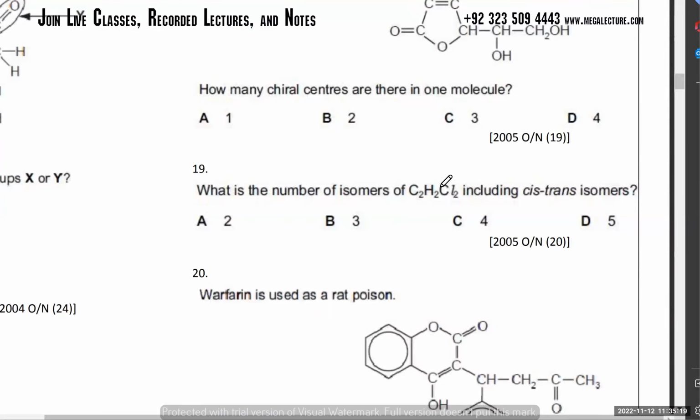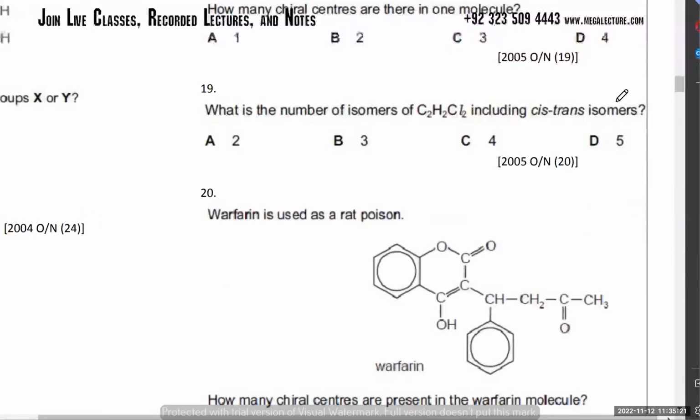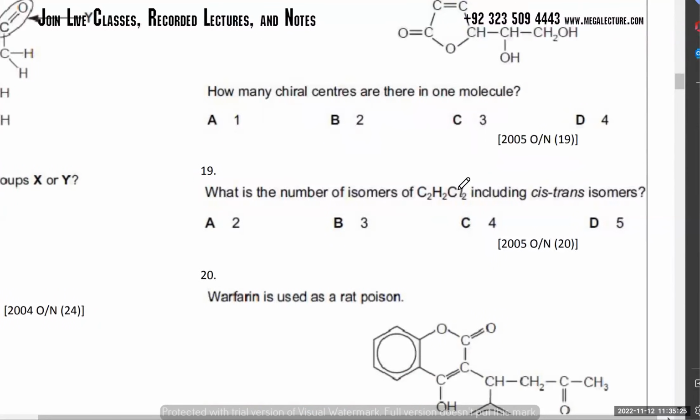So what is the number of isomers including cis-trans? So we're going to ignore cis-trans. Firstly, I'm going to talk about structural. Okay? C2H2Cl2. So there's 2 C's and there's 2 H's. So let's connect those 2 H's and the 2 Cl's. Now there's got to be a double bond in between, right? अच्छा, how many structural isomers are possible?